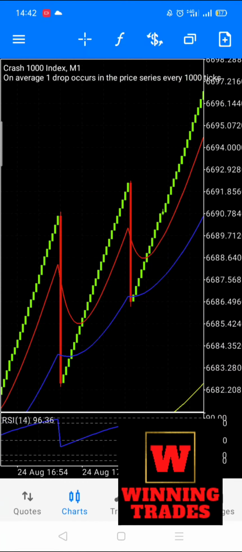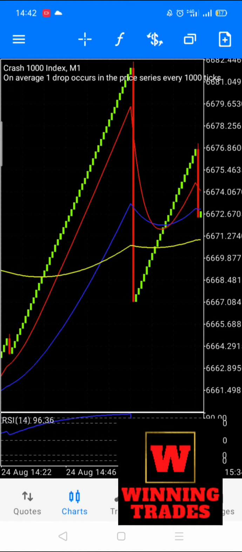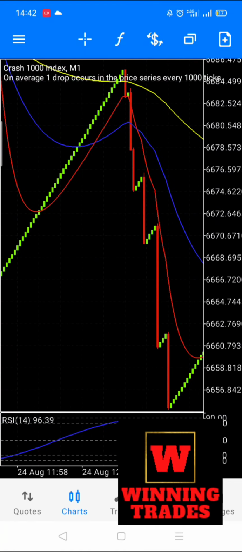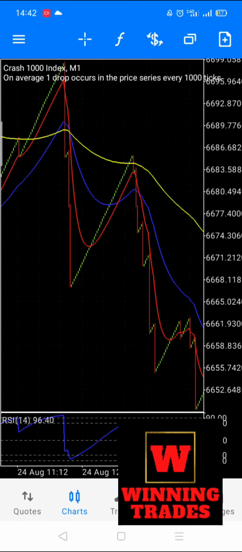There are crosses, but it's not giving us the perfect example that I want to show to you. Now look at this. Look at this 50 EMA here. The 50 EMA has crossed below the 200 EMA. The blue has crossed below the 200, and you can also see that the red, which is the 13 EMA, has also crossed below the 50 EMA.